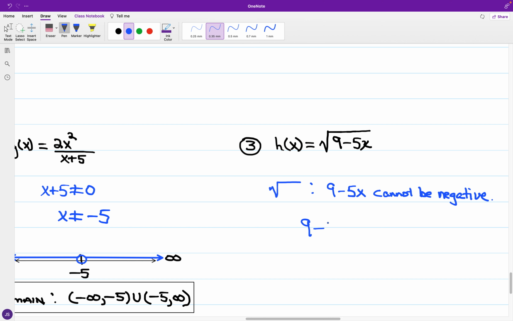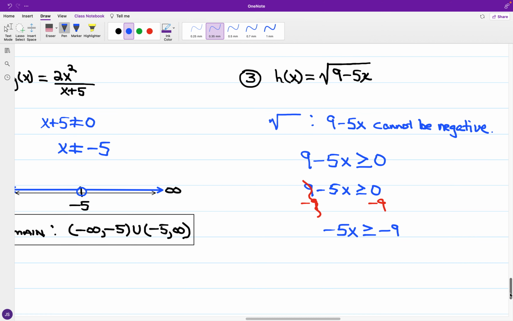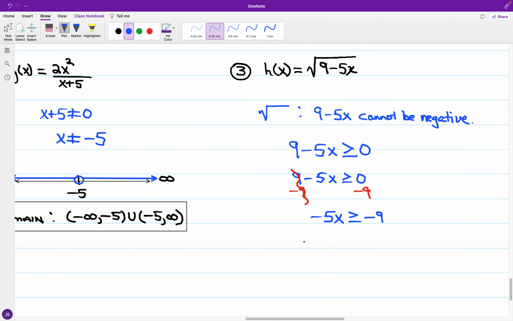So for 9 minus 5x, let's say it is greater than or equal to 0. And looking at solving for x, if I get the x term by itself, I'm going to take 9 away from both sides. So we're going to have that negative 5x is greater than or equal to negative 9. Now I'm looking at going from negative 5x to x.